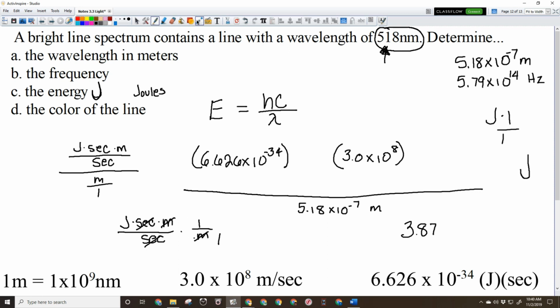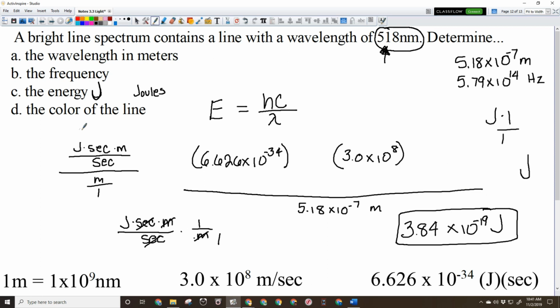3.84. I made a mistake there. Because it's 3.837. I was looking at the 7 for rounding and I said 7. I meant 4. 3.84 times 10 to the negative 19th joules. Oops. That's a 19. Let me just erase that just so I can be sure I make it very clear. 19 joules. Okay, so that's the answer on that.